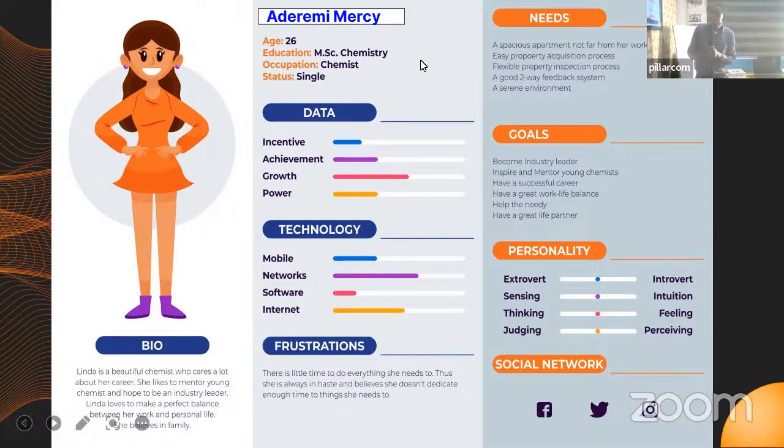Now we are looking at data. Okay, incentives. What does she earn? Are you guessing? No, we are looking at it, studying it. What does she earn? This person's achievement, growth, power. We are looking at all these things. These are the things that we are using to collect data on this particular person.